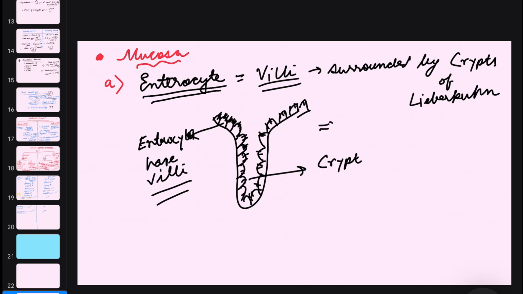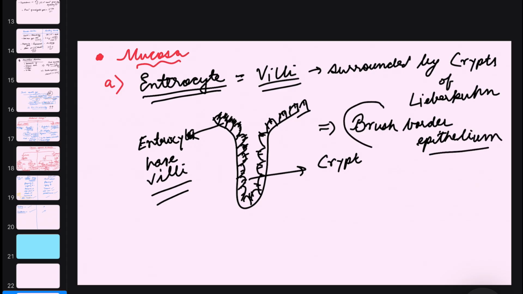this special appearance is called brush border. Brush border, as if it is the border of a brush, brush border epithelium, because these are epithelial cells. Okay, so these enterocytes, they are called brush border epithelium. Done. Now let's talk a little bit about the crypts themselves.